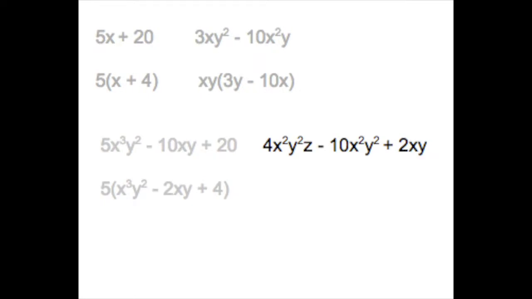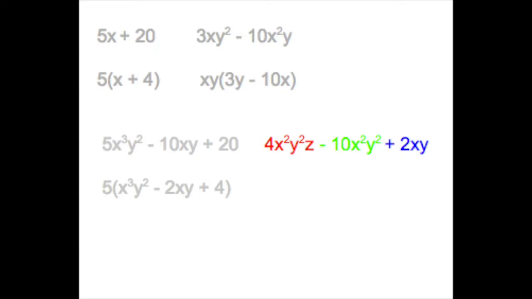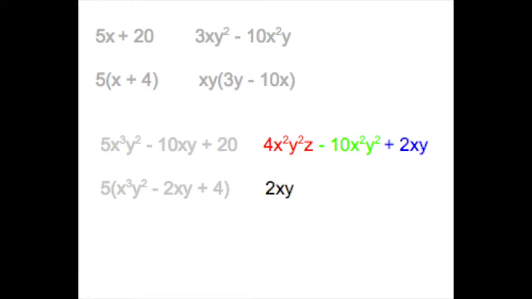Let's factor 4x squared y squared z minus 10x squared y squared plus 2xy. Again, we need to find the greatest common factor. So we will look at the 3 terms and determine the greatest common factor amongst the 3 of them. The greatest common factor would be 2xy. We will now use the distributive property in reverse to determine the second factor.